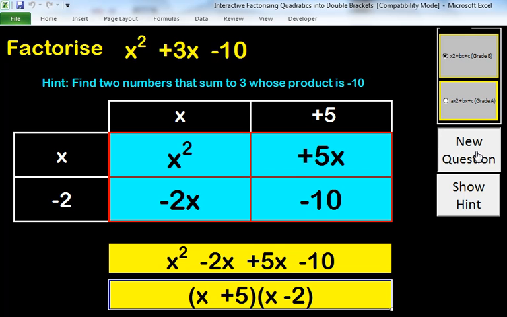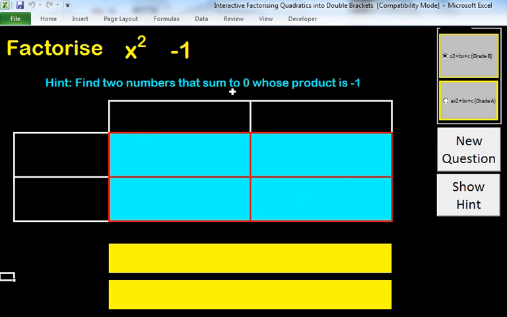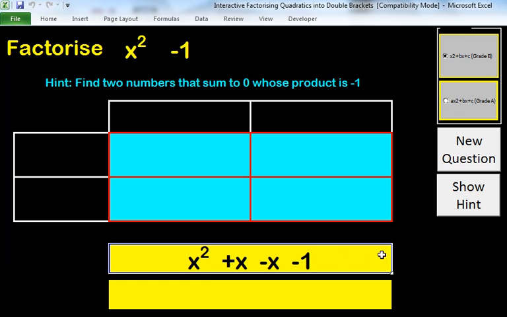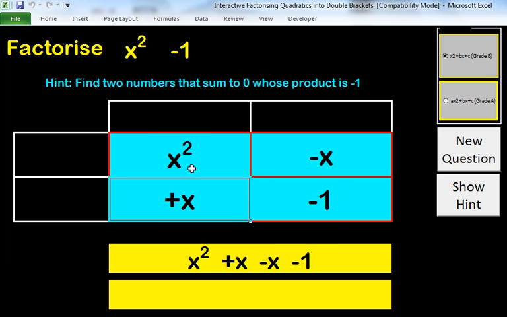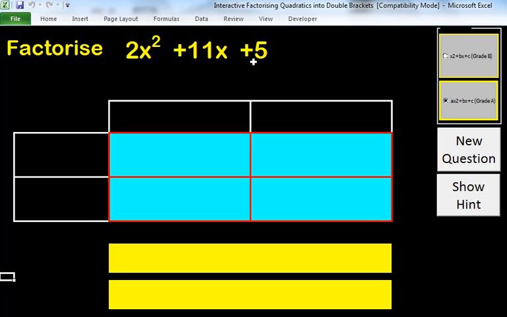If we hit the new question button, we'll get a variety of different questions. If we wanted to factorise, we even get the time where, if we get the hint there, x squared minus 1, two numbers that sum to 0, whose product is minus 1. It's going to give us plus x and minus x in the middle. So they explain that we'll get to the x plus 1 and x minus 1 double bracket situation. So that's the grade B expressions.